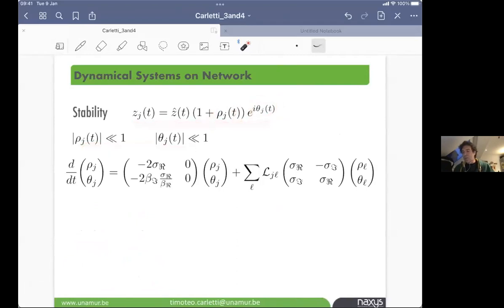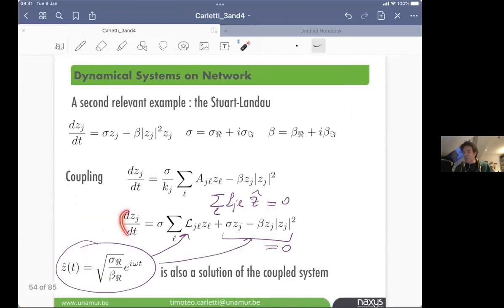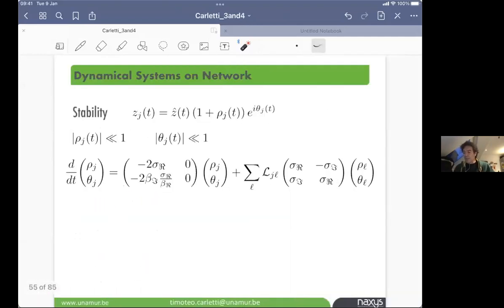You plug this into the equation of motion, this one. You order the terms according to only the first power, you collect the real part and the imaginary part, you do all the stuff, and in the end you end up with this equation, where this part is exactly the same as before because it is the isolated part. So this is the part that comes from the isolated system. And then you have this new part, where you recognize the Laplace matrix.